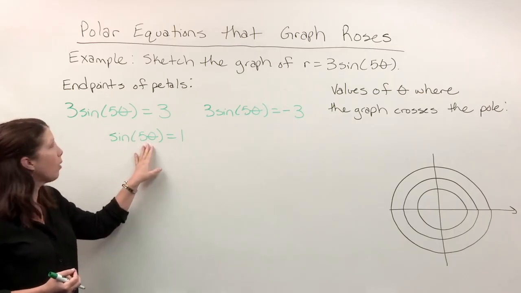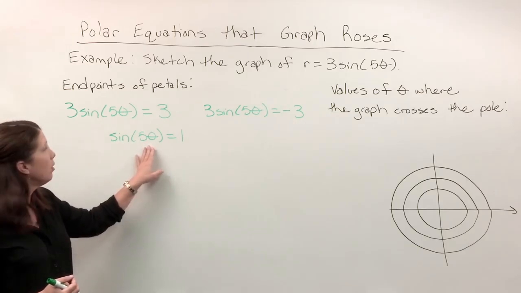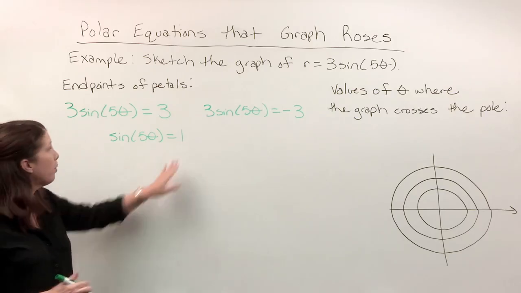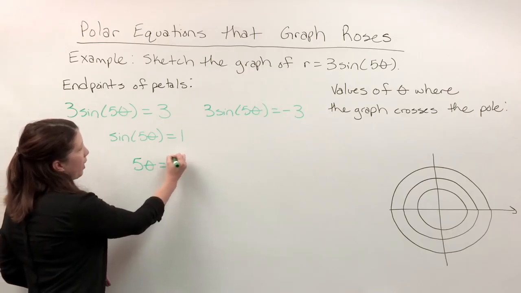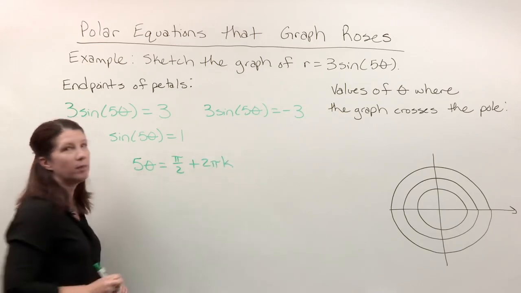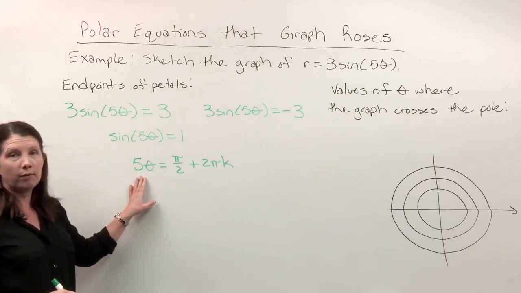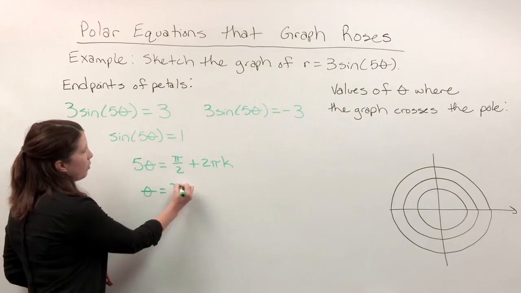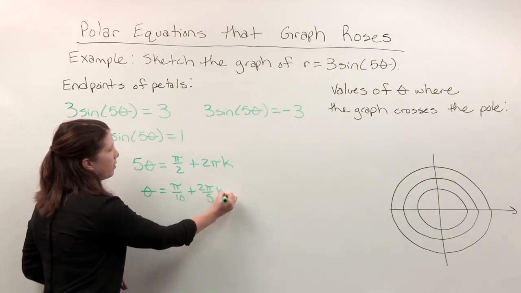All right, so now I'm solving this trig equation, which means my next step is to undo the sine function and write the general formula that's equal to 5 theta. So I need to think about what angle has a sine value of 1, which is pi over 2. So 5 theta is equal to pi over 2 plus 2 pi k. That's my general formula. I now need to finish solving for theta by dividing by 5. And I get that theta is equal to pi over 10 plus 2 pi over 5 times k.